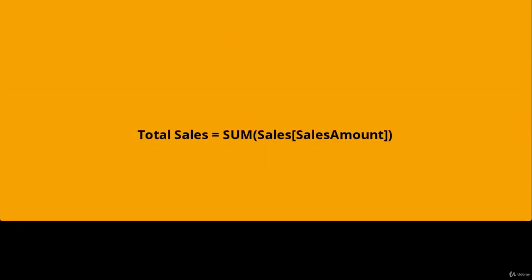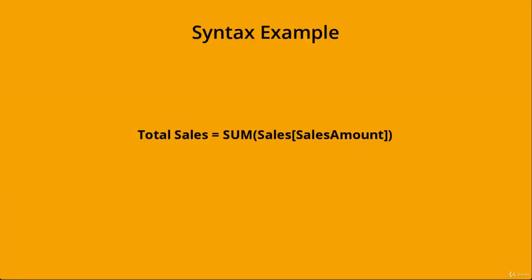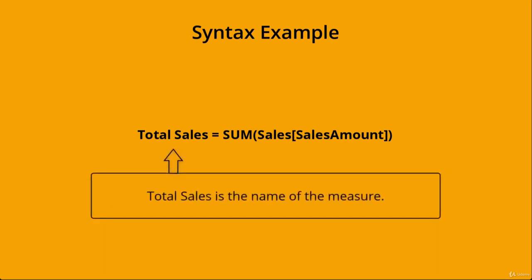Let us look at an example here. Total sales equal to sum of sales, sales amount. Total sales is the name of the measure. You can give any name of your choice which conveys what the DAX formula is all about. In this case, the name suggests that this DAX formula will compute the total sales amount.